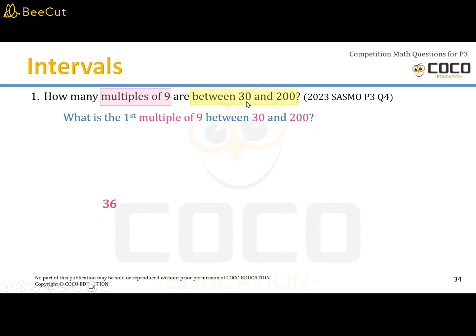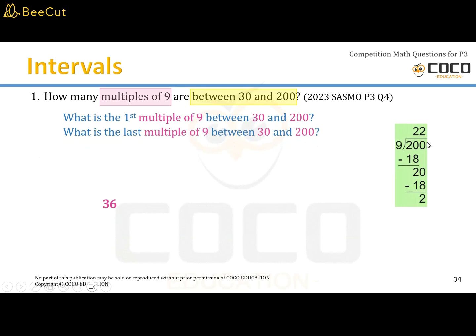And what is the last multiple of 9 between 30 and 200? Then you can find it in this way. Let's use 200 divided by 9. Then you will find there is a remainder 2. So it means if you take away the remainder 2, then the number is okay to divide by 9. So 200 minus 2, which is 198.